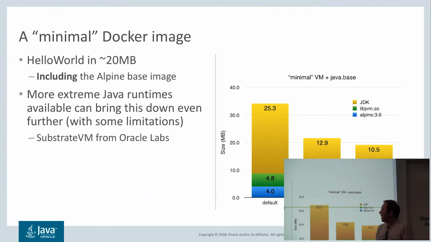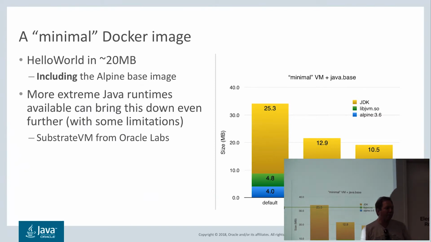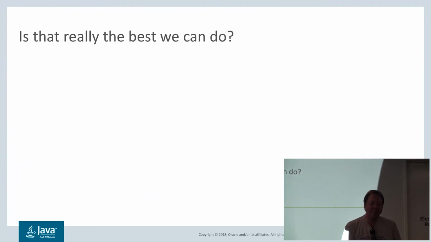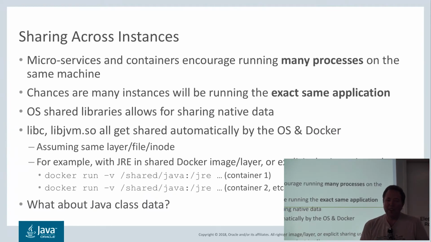There are even more extreme versions of this. We have something called Substrate VM from Oracle Labs. That we're looking into right now. So suffice to say, we're optimizing and looking into this, but this is one of the ways of cutting at least and optimizing it. Is that the best we could do? No, it's not. We can do even better. We can't do it on a per image basis, but now we can start cheating across running processes instead.